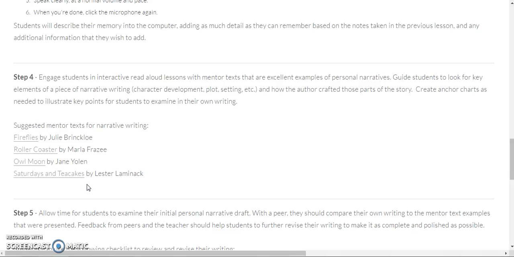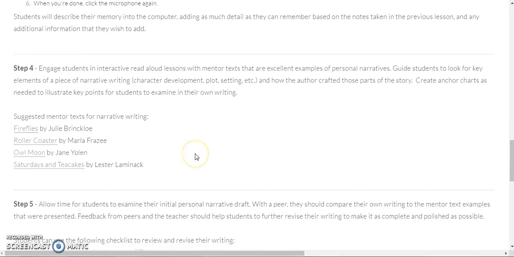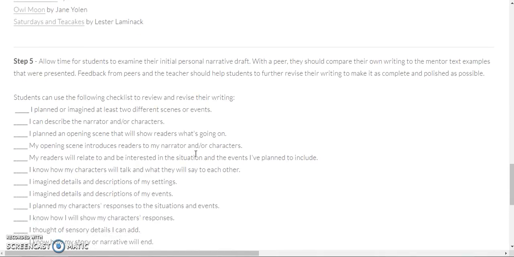So I would share these read-alouds with them. We would talk a lot about how an expert did those different things, and then I would have them go back to their own writing. And maybe at first by themselves or maybe with a peer, they would compare their own writing to those mentor text examples to see how they could improve their writing to make it sound more professional, more like a published piece of writing.